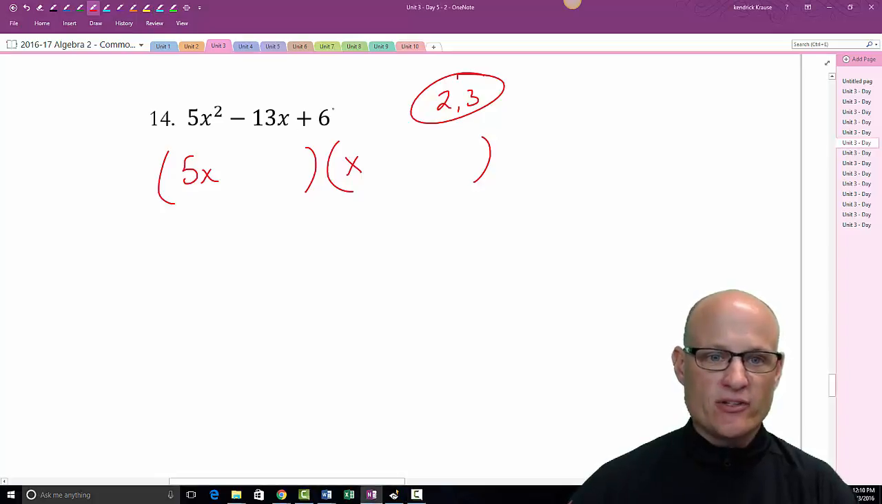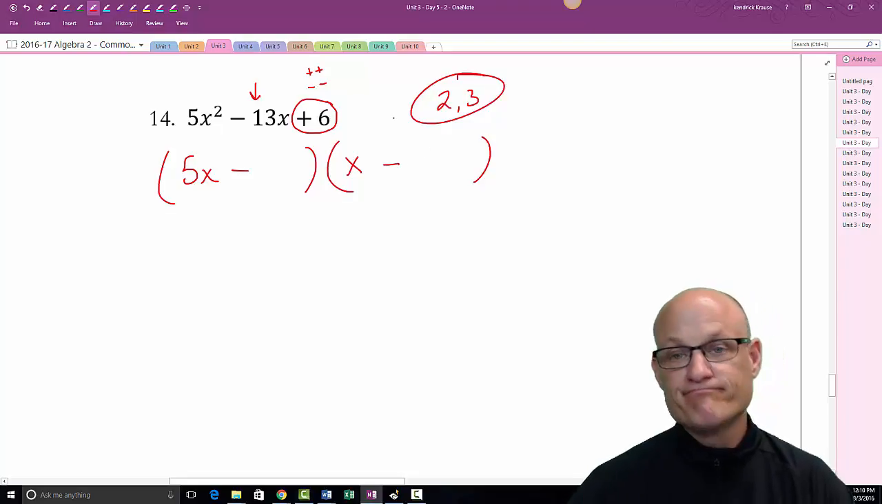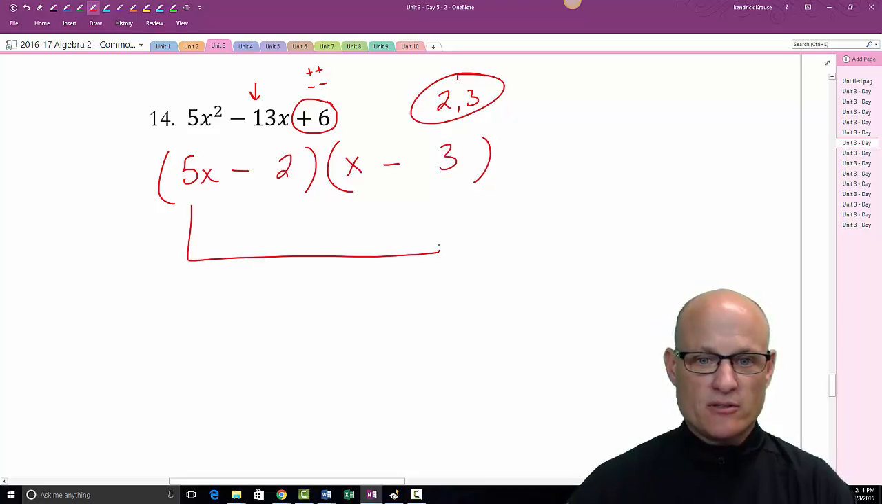Because this is a positive 6, I know they have to be both positive or both negative. And because this is negative, I know they have to both be negative. I just know it. All right, so let's try it. Let's put the numbers in. 3 and 2. Let's see if it works.